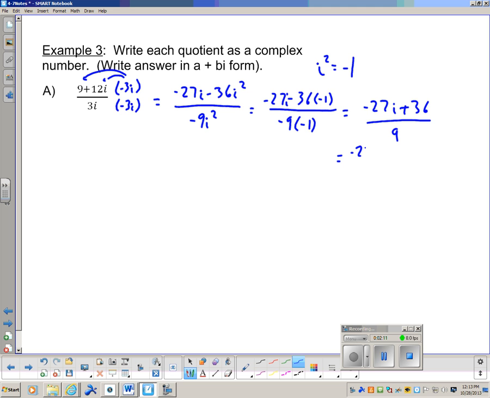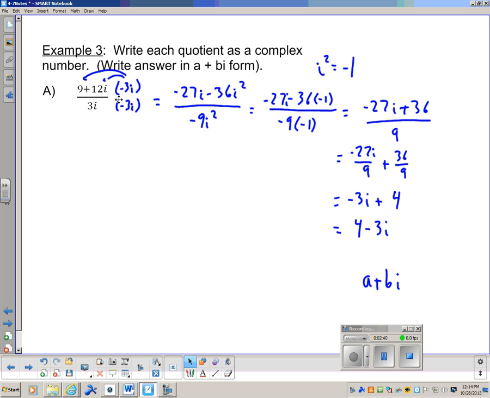So now we can just go ahead and divide each one of our terms; you can pull this apart. I can say negative 27i over 9 plus 36 over 9. So negative 27 divided by 9 is negative 3i, and 36 divided by 9 is 4. And remember, we always put it in the form of a plus bi. So I'm going to rewrite these in the correct order, and I end up getting 4 minus 3i. Always want it in that form.